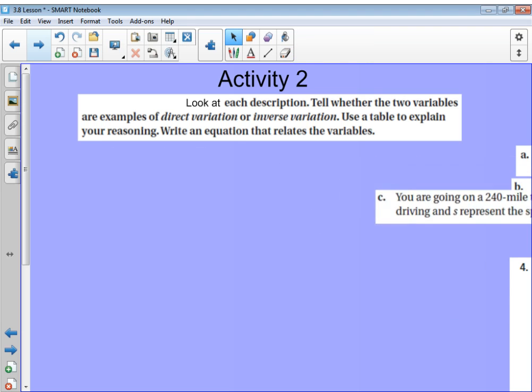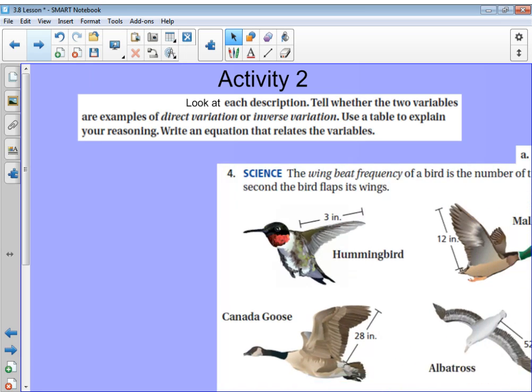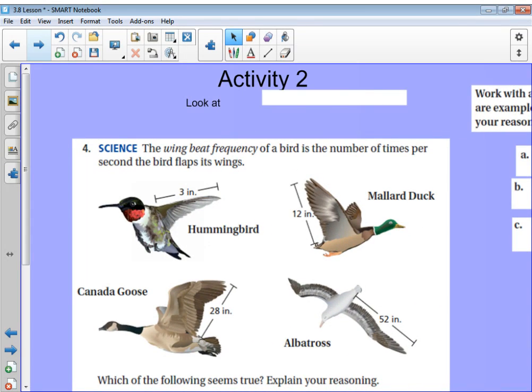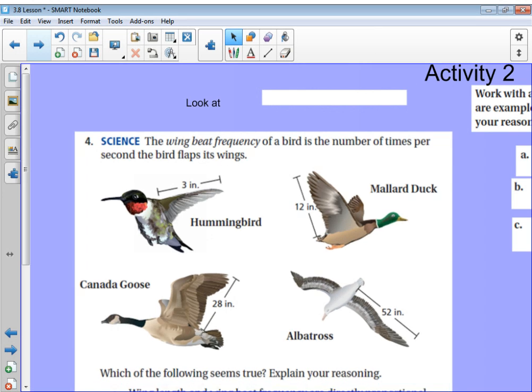Okay, so the last one. And I can actually move this out of the way. Oh, my smart board's slightly off, so it's messing with me here. Anywho.